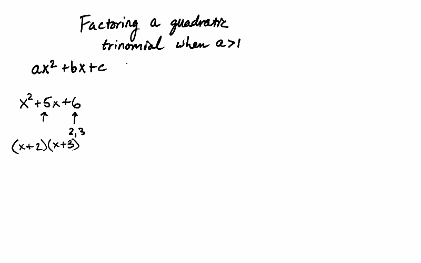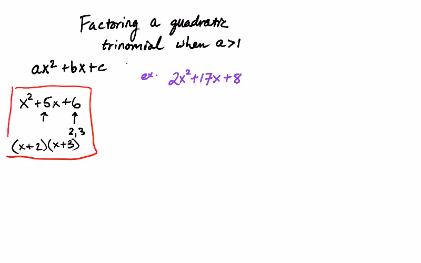And so that's going to be something like this first example, such as 2x squared plus 17x plus 8. And so when you have something like this, you can't actually factor it like this guy over here. This kind of goes out the window. That goes out the window because a over here is 1, and we're looking at something now that has an a value of 2, and so that's different. It's obviously greater than 1.